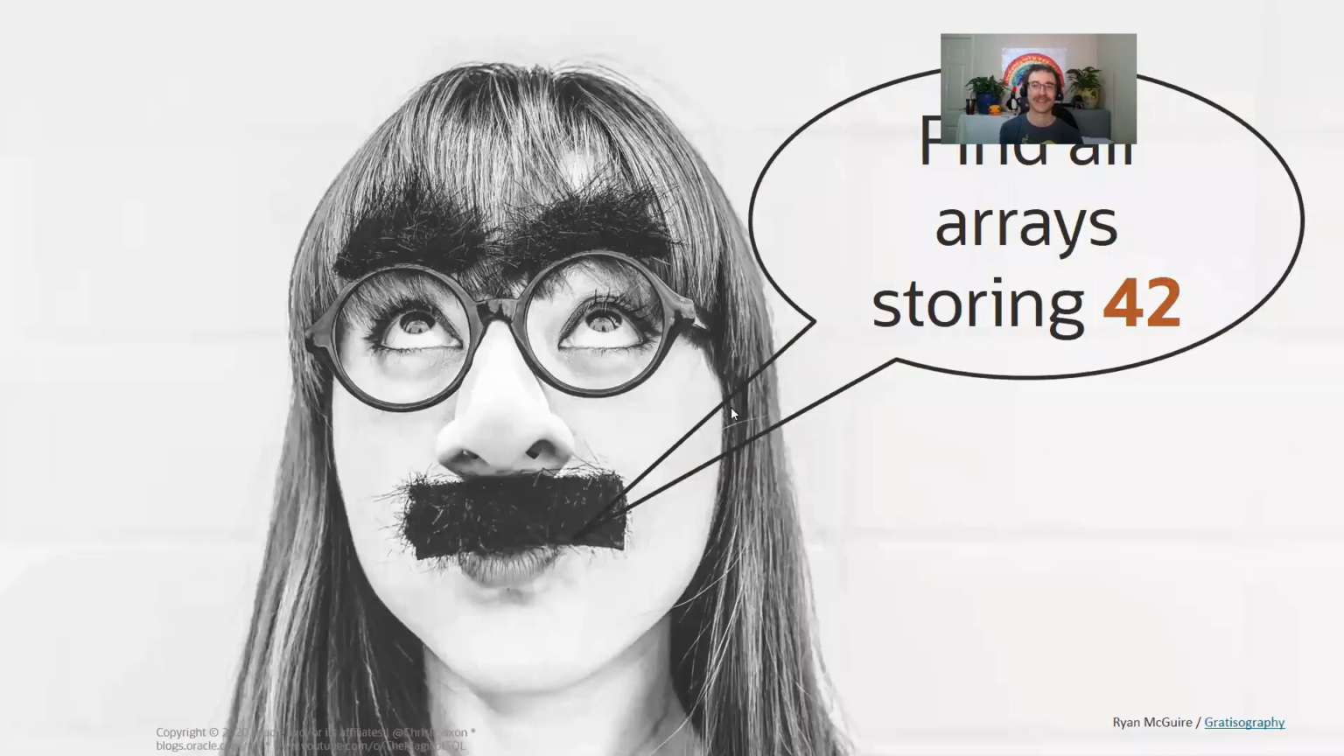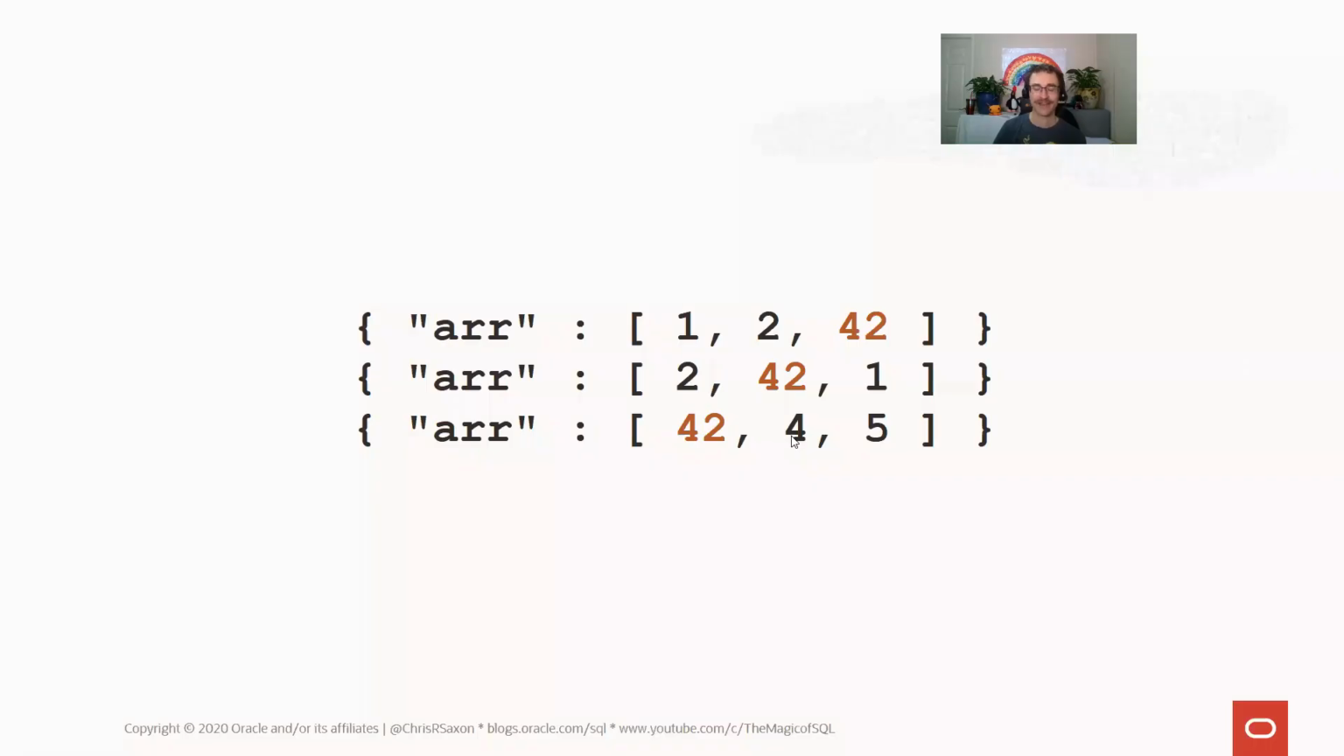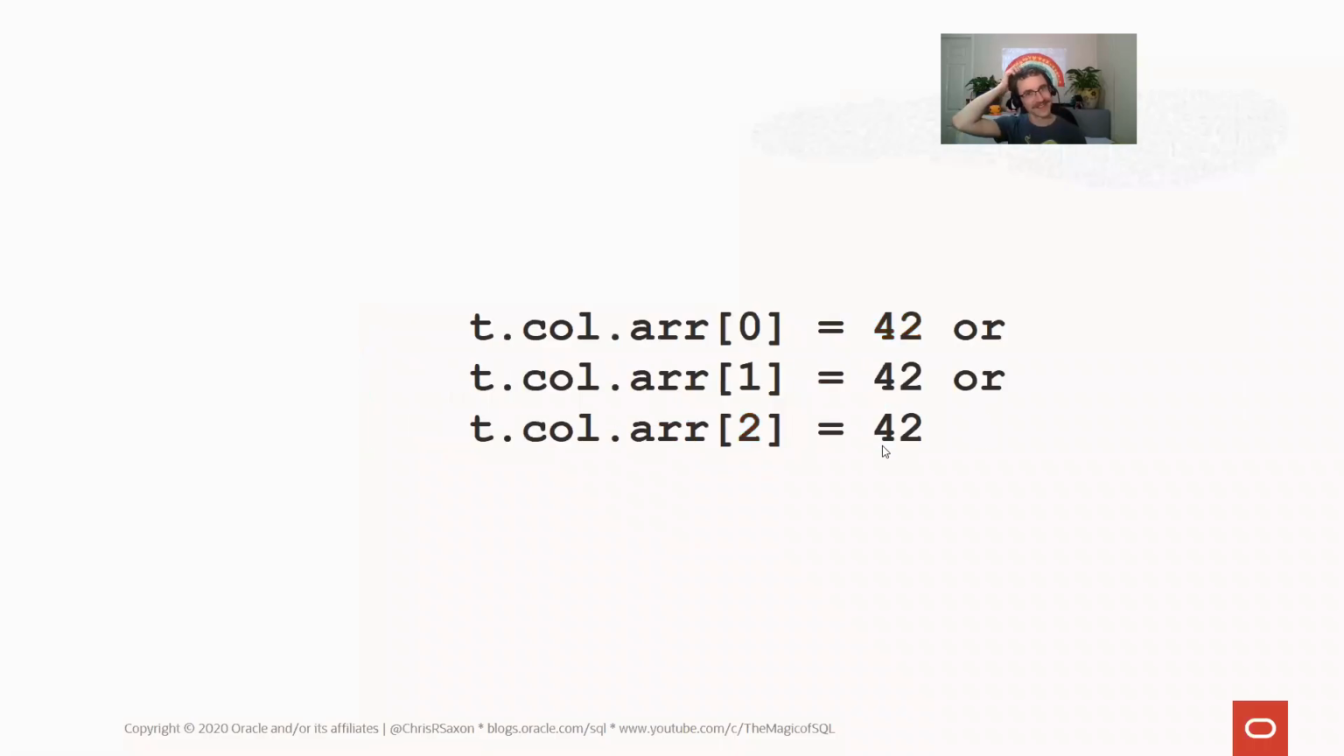So let's say you've got some JSON arrays and you want to find all of them which contain a particular value. Now, the problem with this is that a value might be in different positions in the array. So you can see it's the first, second, and third elements of these arrays. So how do we write the query to fetch them out? Well, you could do something like this: for each individual position, check if it's there. In order to do that, you need to know the maximum number of array elements in the array for the entire table. Not always practical.